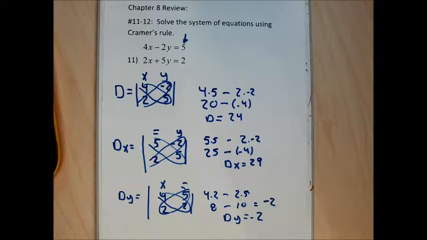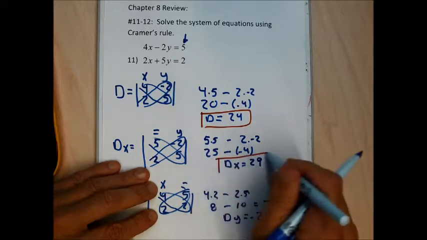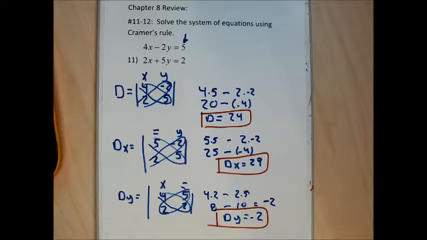So on the test, you're going to be asked to label all of these. So you're going to be asked what D is. You're going to be asked what D sub x is. You're going to be asked what D sub y is. And then you're going to be asked what the answer is.